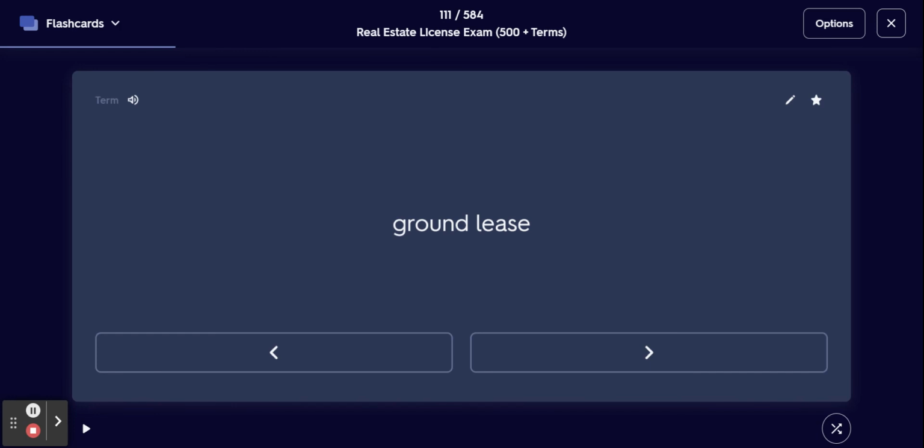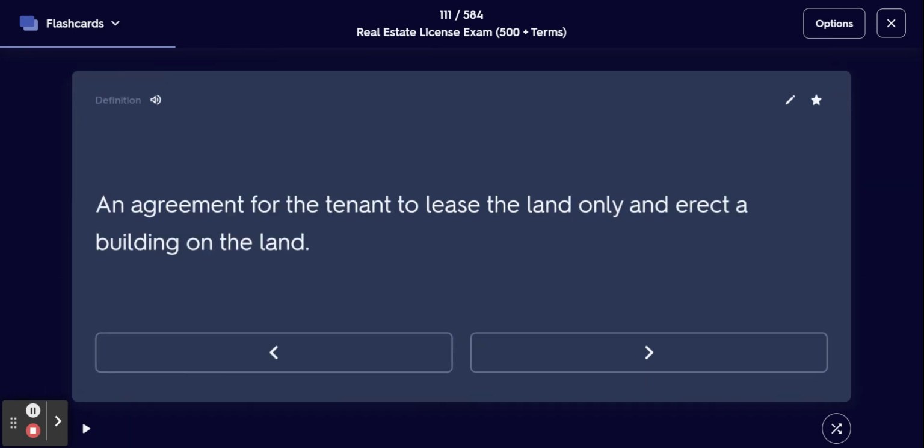Ground lease. An agreement for the tenant to lease the land only and erect a building on the land.